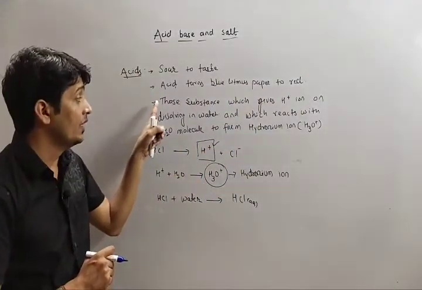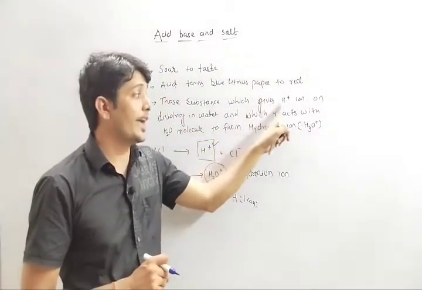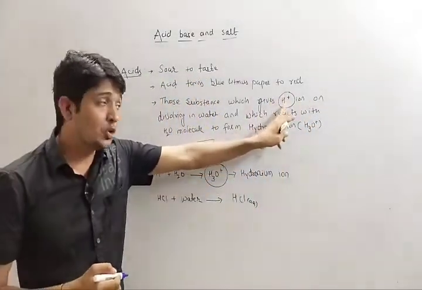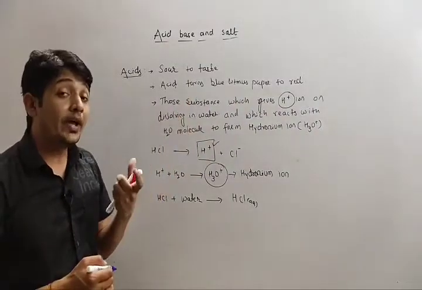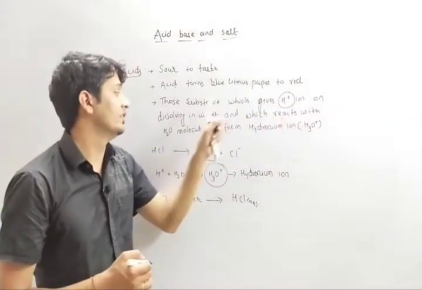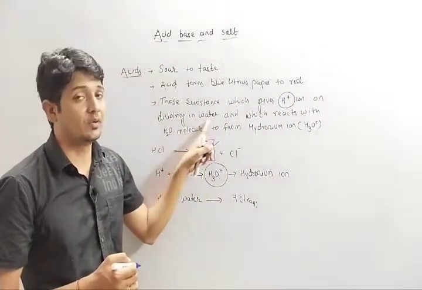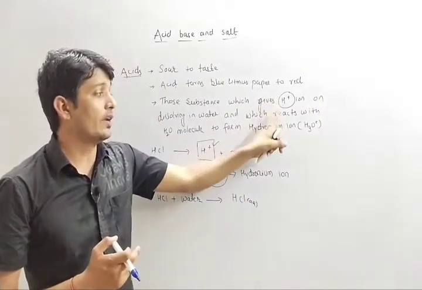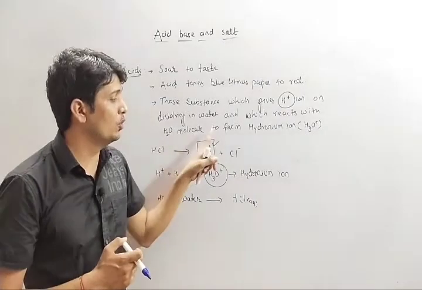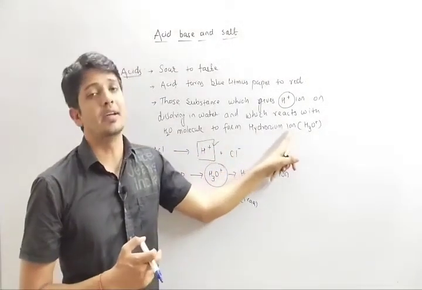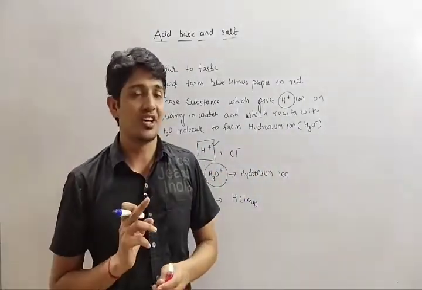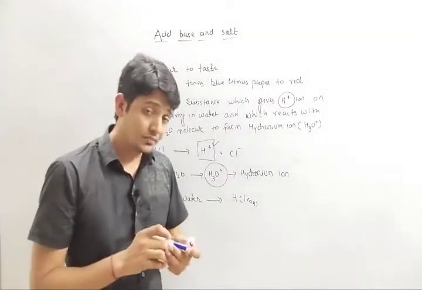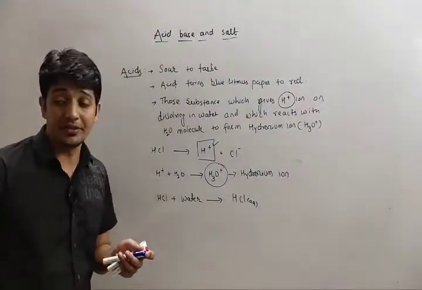Okay, then those substances which give H positive ion, it is very important, they give H positive ion when they dissolve in water. And H positive ion reacts with water molecule to form hydronium ion. These are called acids. All these conditions are for acid. So we will take a few examples of acid.